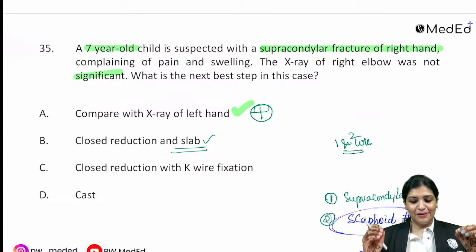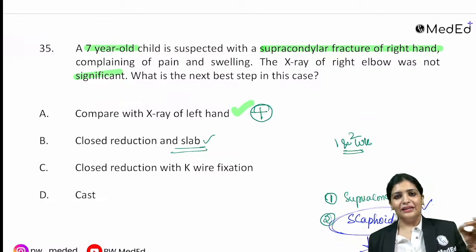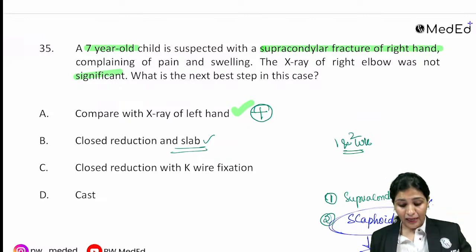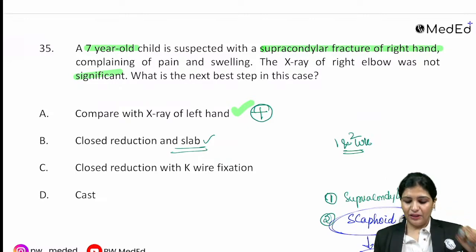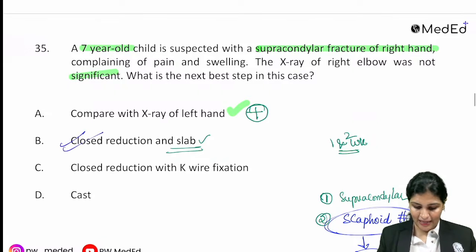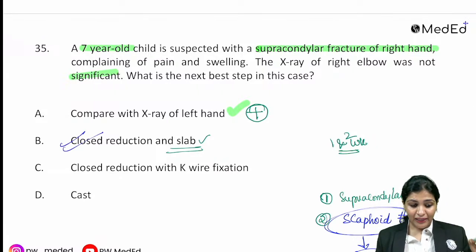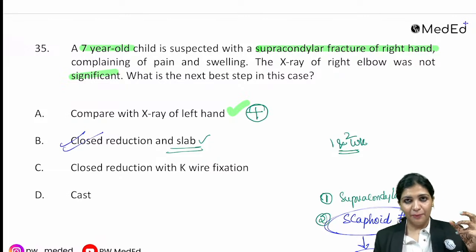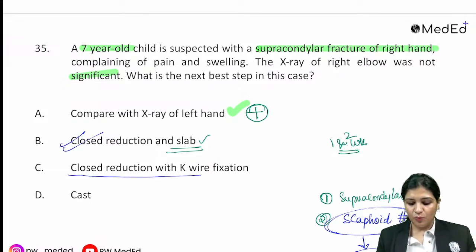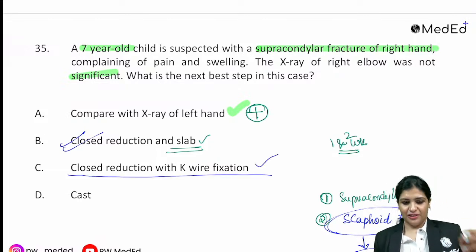So here the next best step is always to compare it with the left hand. If this step is also done, then you will do a slab. Then you will go for closed reduction and slab, right? And now if you see that there is some amount of displacement, then you go with closed reduction with K-wire fixation, right?